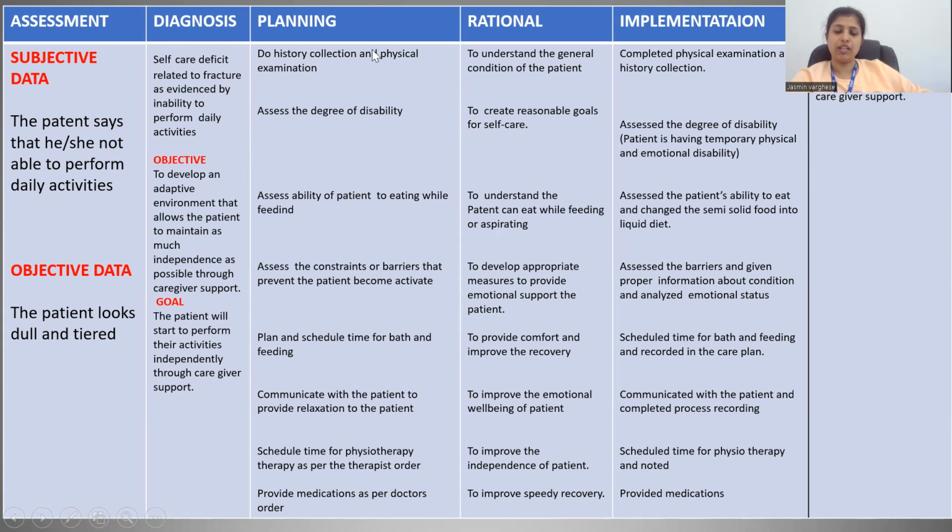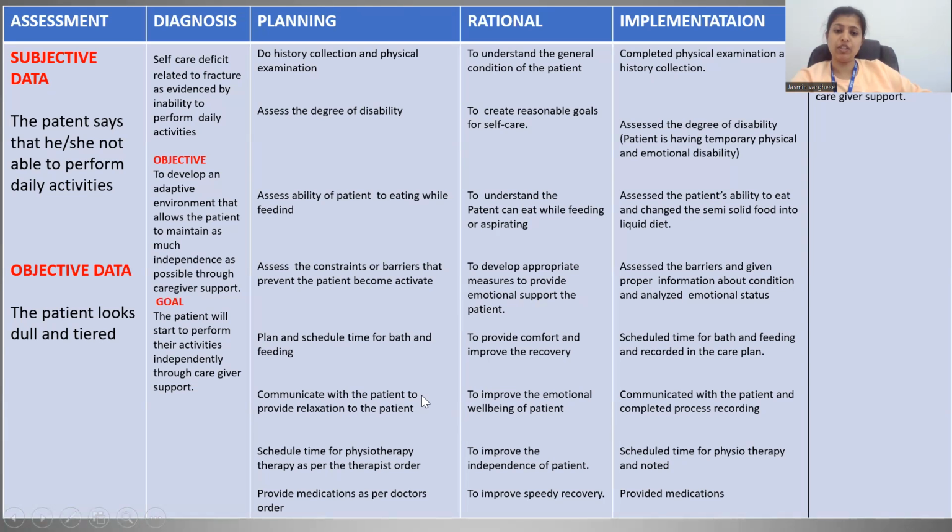Then planning. In the planning, these are all the general plans: do history collection and physical examination. Planning should be in present tense, and implementation will be in past tense. So do history collection, done history collection. Assess the degree of disability, assessed the degree of disability. Assess the patient's ability to eat, assessed the patient's ability to eat. Assess the constraints or barriers that prevent the patient from becoming active, assessed. Plan and schedule, scheduled. Okay, so in this way you can write the care plan.